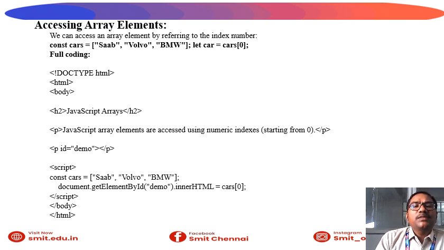Next is accessing the elements of the array. We know that arrays are referenced using the index number, which starts from 0. So you can access the element by giving the index number. Now inside the example, under the script tag, you can see here we have created an array. The name of the array is cars, and we use document.getElementById. We are giving the name of the id, dot innerHTML is equal to cars, and within the square brackets 0. 0 means the first element of the array. So in this example, Saab is the first element. That element will get printed. So this is how we can access an element from the array.